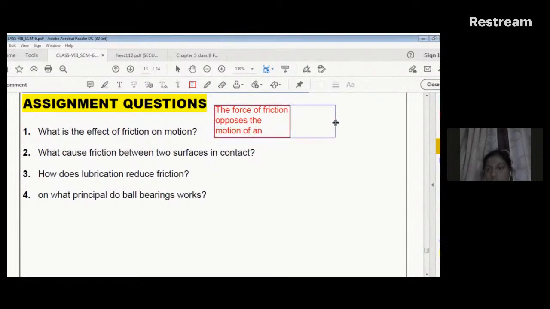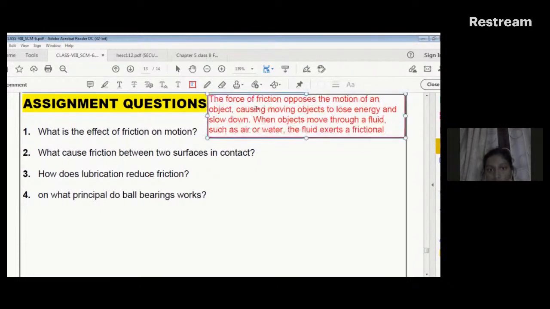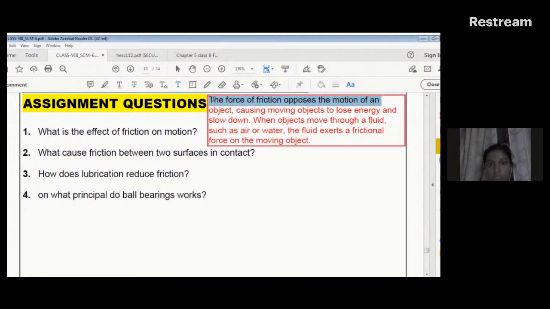A little smaller so that I can write the answers. Okay, this is number 1. Okay, next we will move on to the number 2 question.